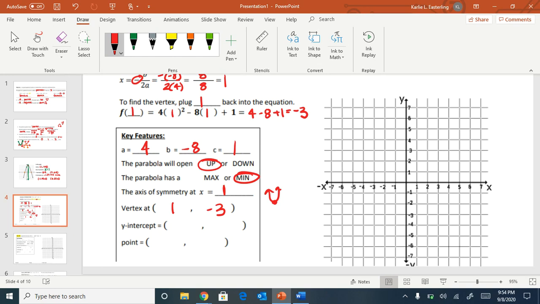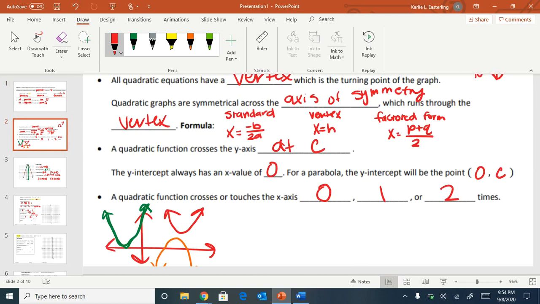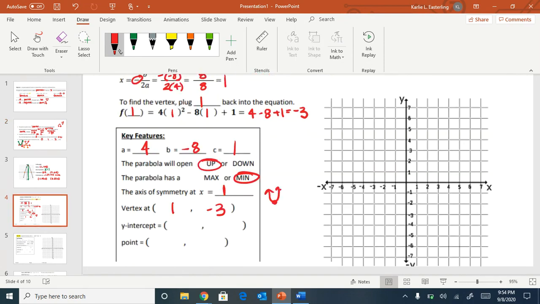To get our y-intercept, there are several things we could do. We could plug in where x equals 0 in that equation, or we can look back up here. Actually, it was on this page. What is my y-intercept equal to? It's equal to c. So what was my c value here? It was 1. So we'll have 0, 1.